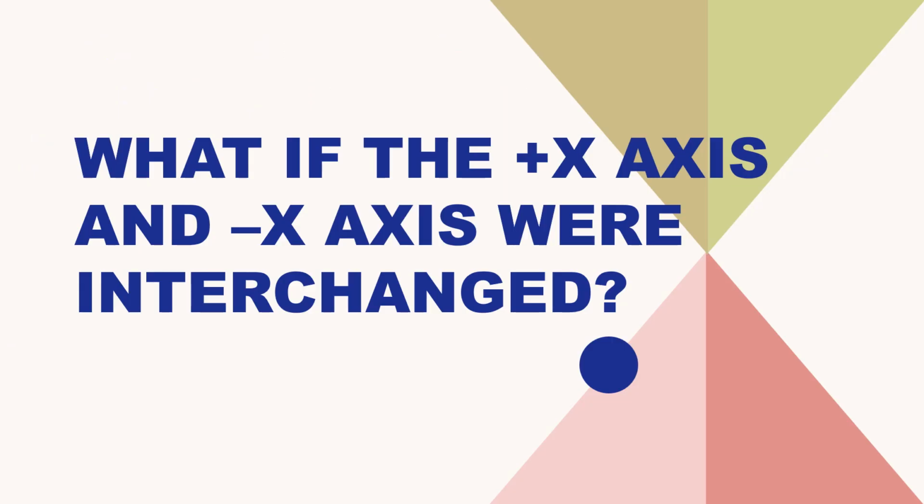All right, so now we have some what-if questions. What if the positive x-axis and the negative x-axis were interchanged? What would happen here is that the slope would no longer be positive, it would be negative. The slope would still be the same number, but now it has a negative in front of it because we are changing the positive x-axis to the negative x-axis, where velocity would now be negative. So that is what would happen in this scenario.